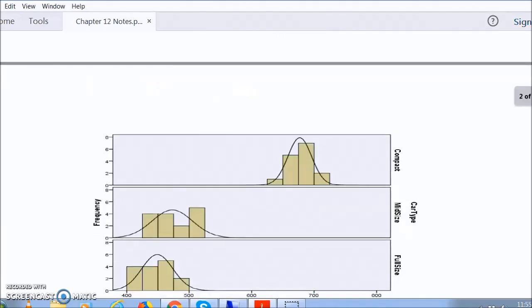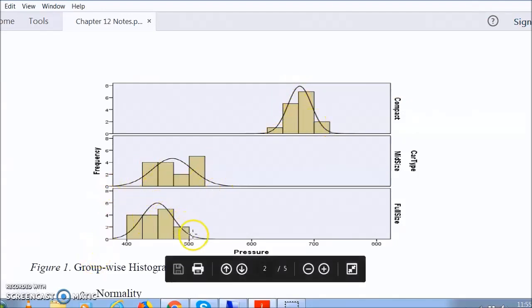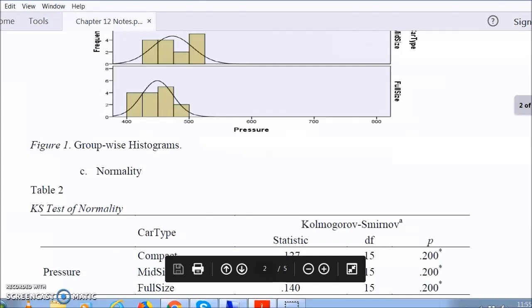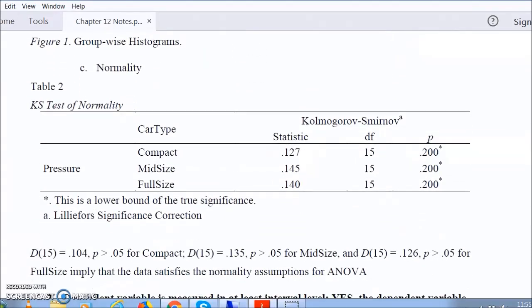If we do the histogram, this is for the compact cars, this is for the mid-size, this is for the full. So essentially they are following a normal distribution curve. So that means the assumption for normality is met.